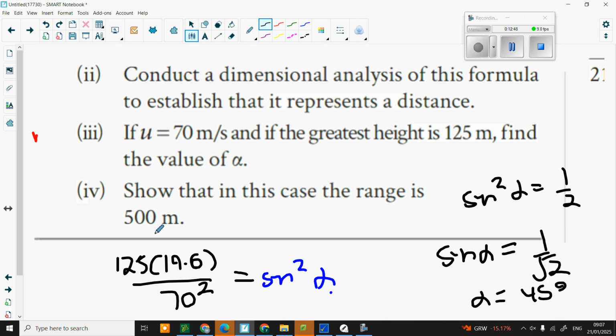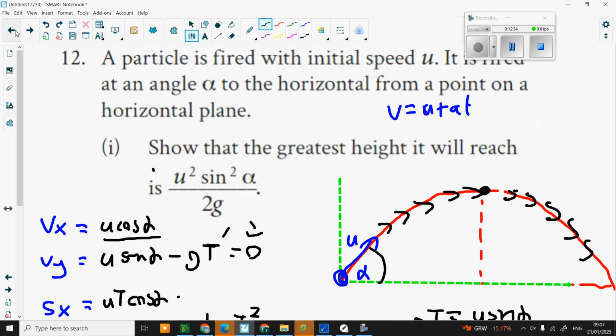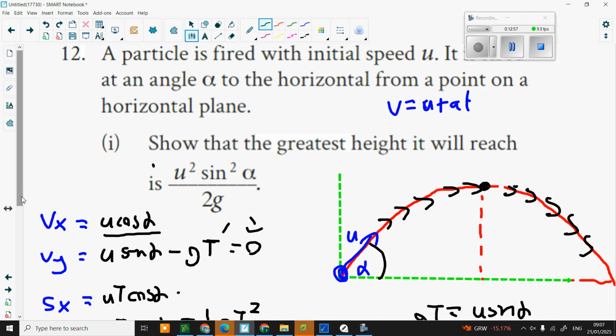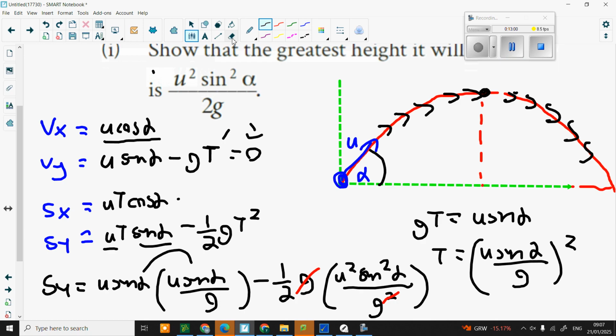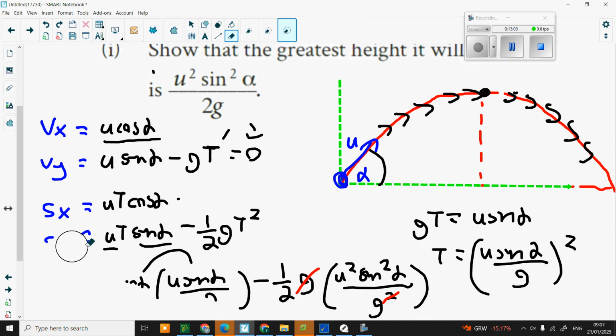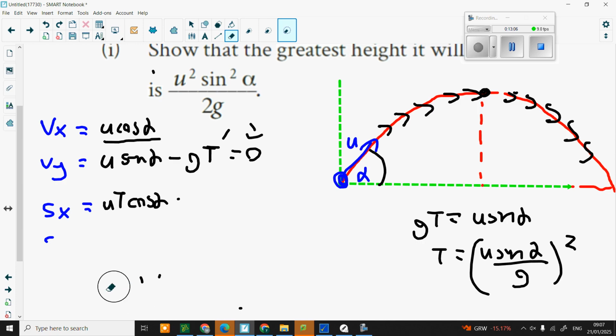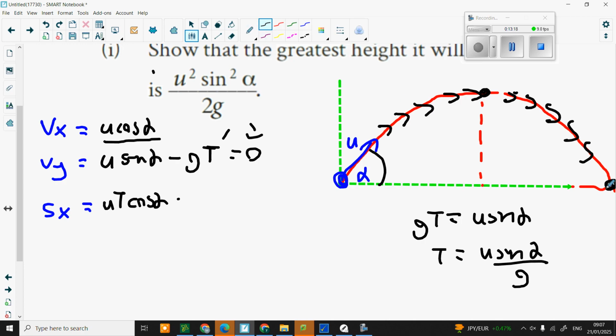Okay. Show that in this case the range is 500 meters. The range. Okay. Let's go and figure out what the range is. You ready? Range formula. Now, let's go back here. Do you remember what we said earlier, that the time to get to the greatest height was u sine alpha over g? Everybody remember that? To get to the range, what can I do with that answer? Double it. Why am I allowed to double it? Symmetrical, isn't it?